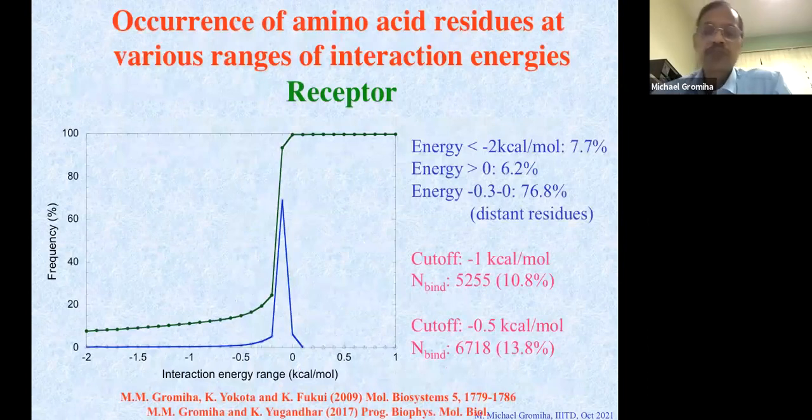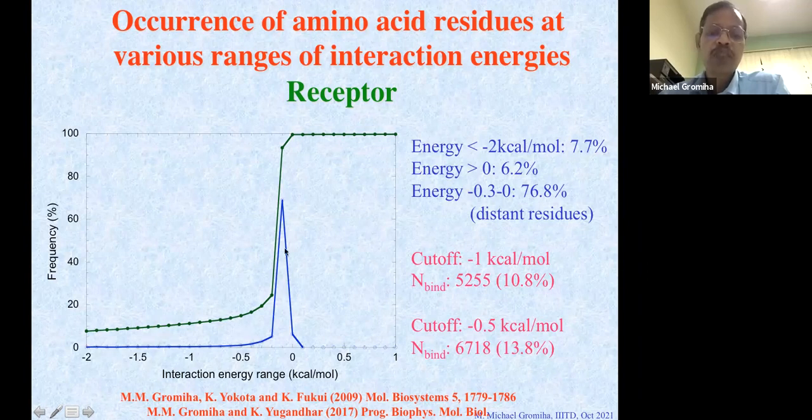Here I show the data. We set up a data set of about 150 complexes. These are completely heterodimer complexes, not homodimers. Then we calculate the interaction energy for all possible pairs of combinations. We divided this into bins of 0.1 kilocalorie per mole; on the x axis you can see the interaction energy range, and on the y axis the frequency. I show two plots: the blue one is for each bin, and the green one is the cumulative values.